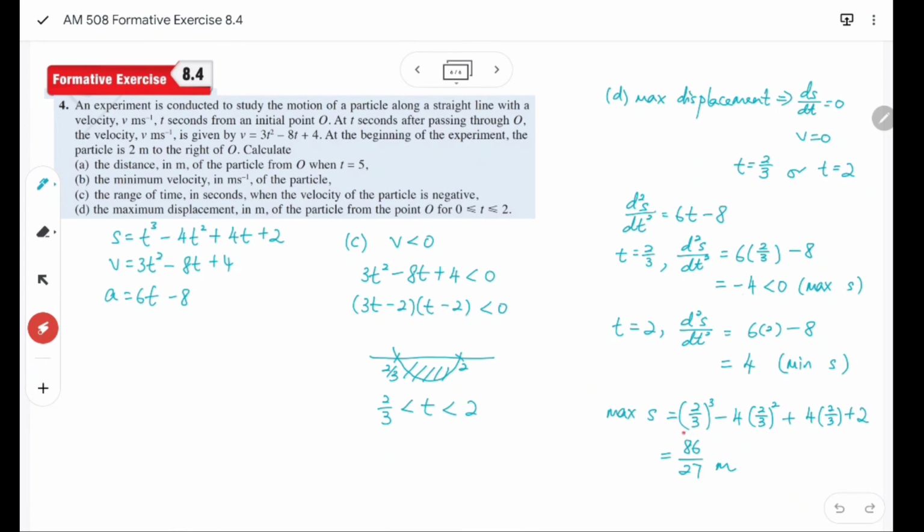So substitute t equals 2 over 3 into our displacement function. We get maximum displacement equals (2 over 3) cubed minus 4 times (2 over 3) squared plus 4 times 2 over 3 plus 2. And we get 86 over 27 meters.